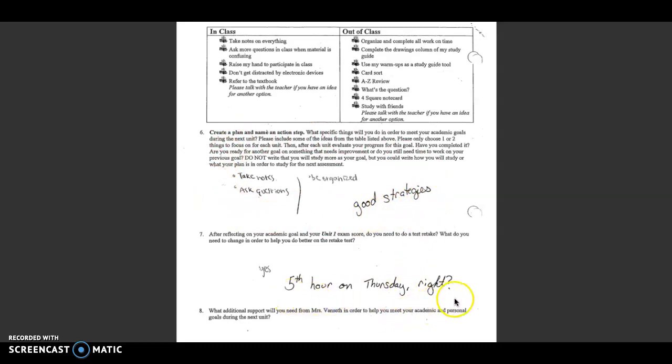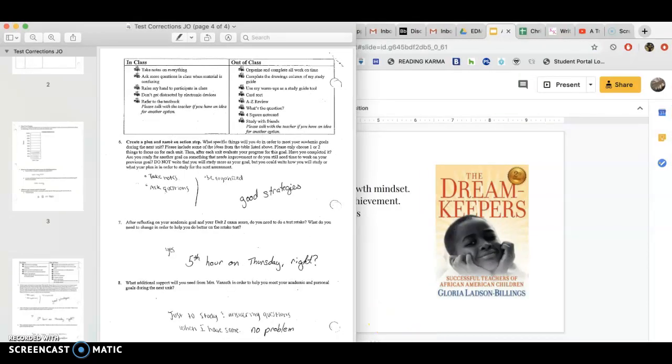We set up a date and time as to when she would retake her assessment. She actually did much better on her retake that she did just yesterday, actually. And then she gave me some great feedback at the bottom here. Please answer my questions. Absolutely. We can absolutely study together. So that's one student example.